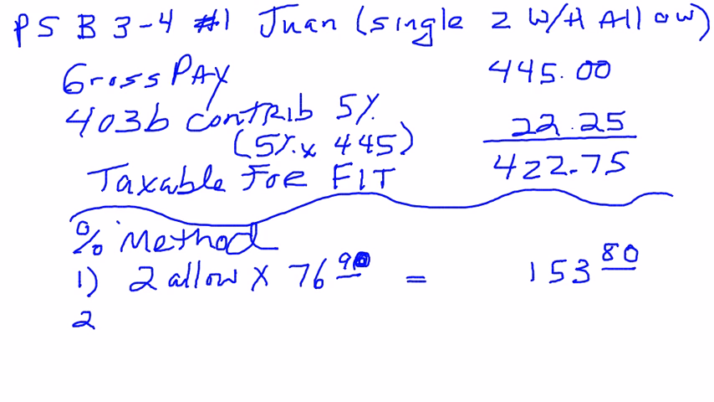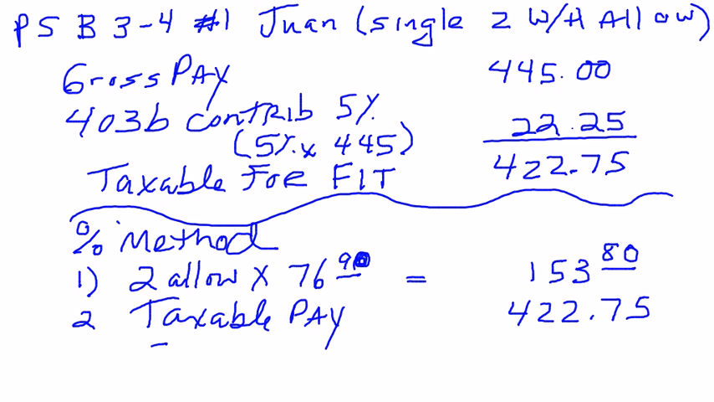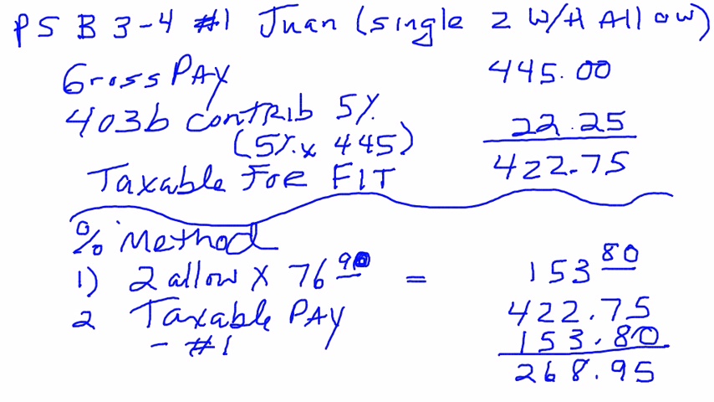Second step is to subtract the allowances from taxable pay. So we have our taxable pay of $422.75 minus step number 1 of the $153.80, and we get $268.95. And this is the amount for which we calculate the amount to use in the percentage tables. Getting kind of messy here.